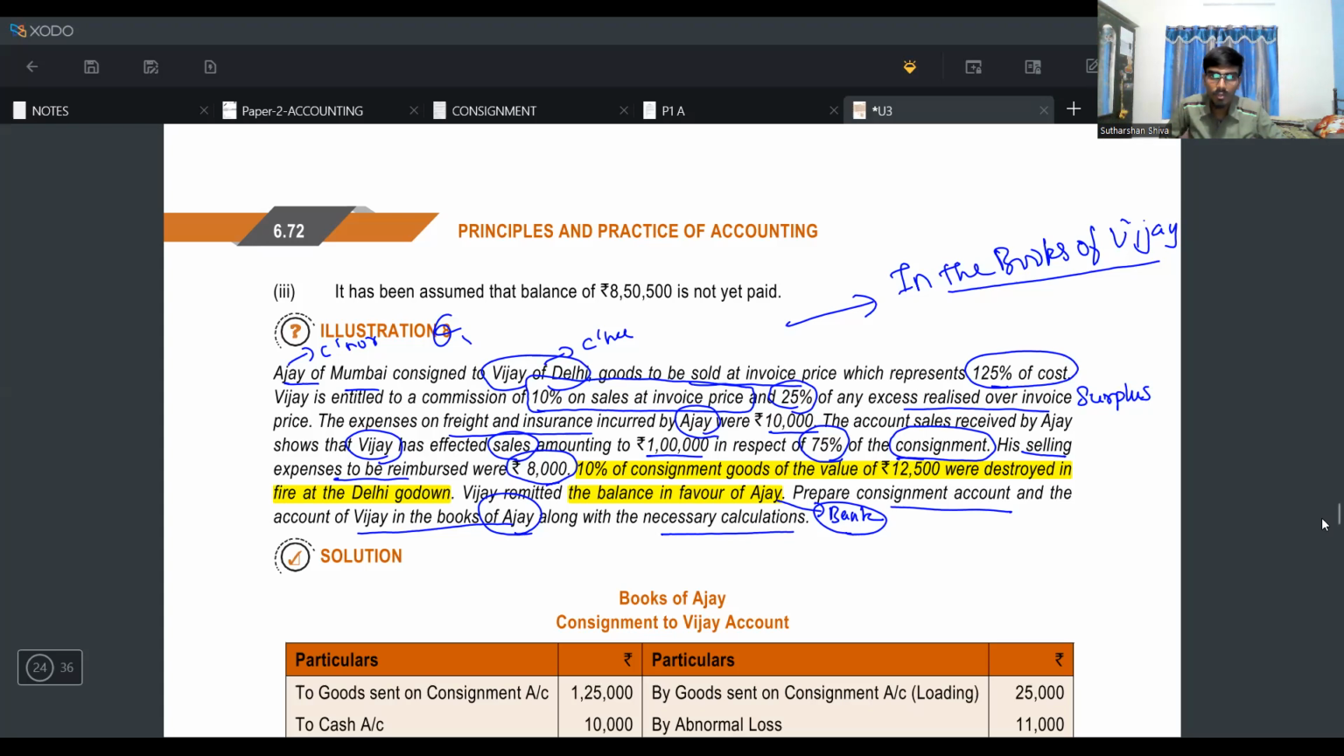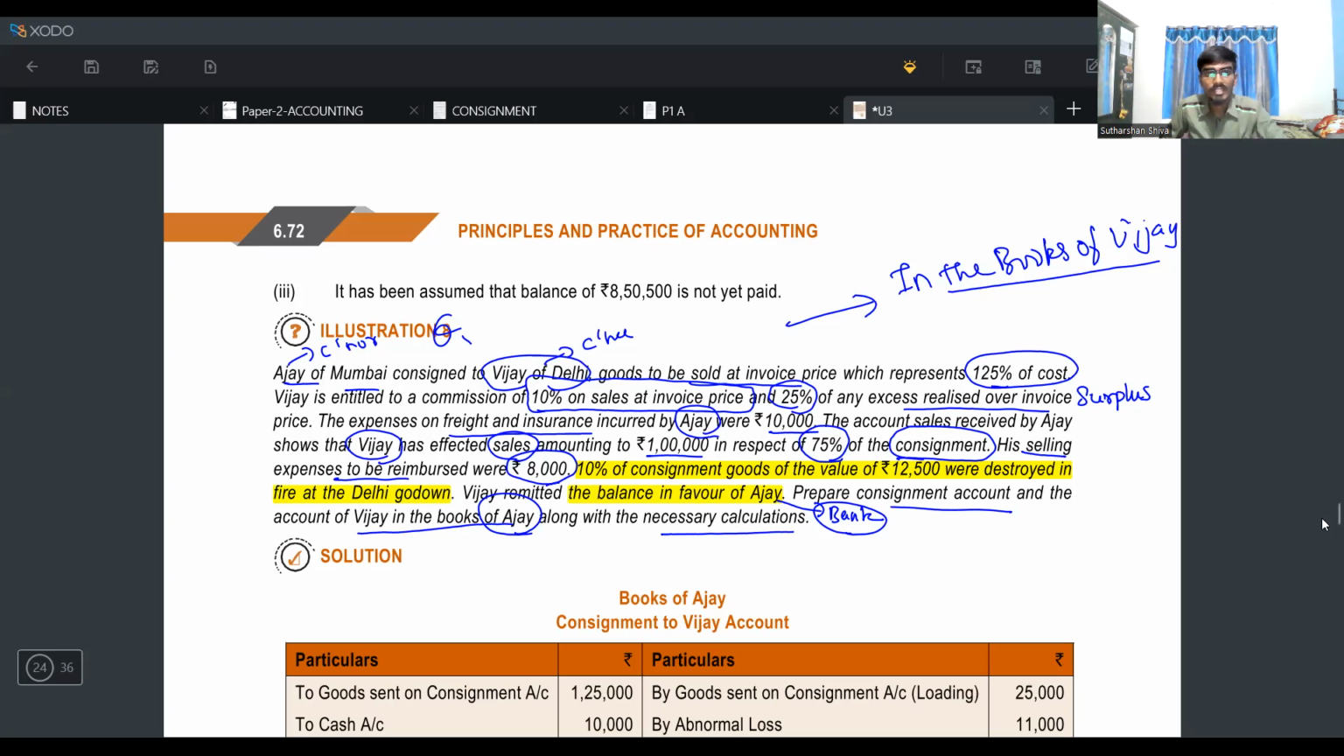You need to charge a load. Load on abnormal loss, very simple. Total load is how much? 25,000. What is the percentage? 10%. 25,000 into 10% is 2,500. Then load on stock you should calculate, that is stock reserve. Again, 25,000 is the total load. What is the stock percentage? 15%. On 25,000, 15% is 3,750. 3,750 is the stock reserve. Abnormal loading is 2,500, and the consignment loading is 25,000.